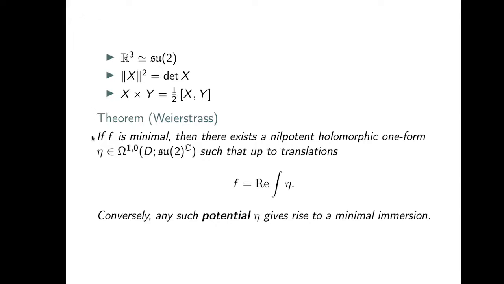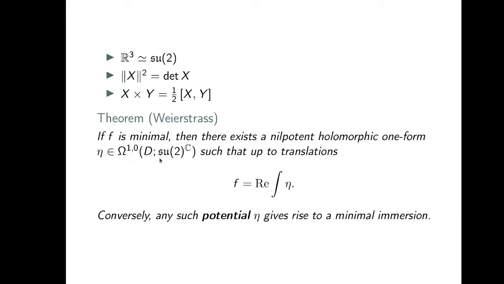Now we can rewrite the theorem of Weierstrass. If our immersion, which is conformal, is moreover minimal, then there exists a nilpotent holomorphic one-form eta from D to the complexified SU2, such that, up to translations again, the minimal immersion f is given by this formula. And conversely, any such potential eta gives rise to a minimal immersion.